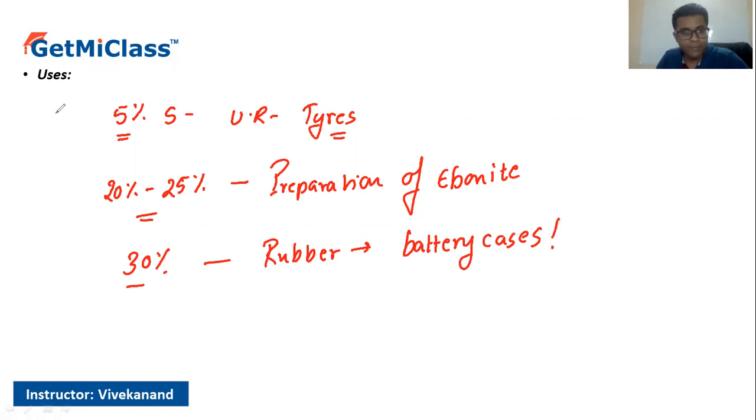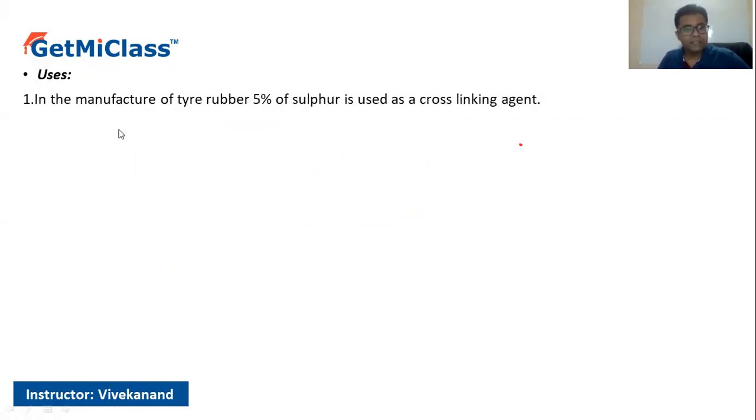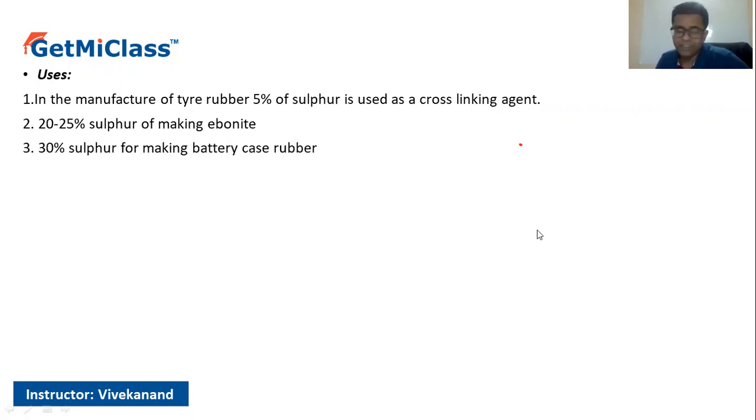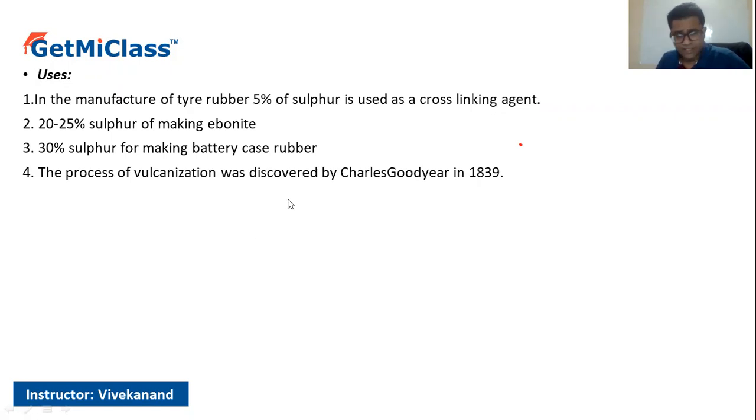Okay, so depending upon the percentage, we can see its uses, right? In the manufacture of tire rubber, 5% of sulfur is used as a cross-linking reagent. 20 to 25% of sulfur is used for making ebonite, and 30% is used for making battery rubber cases. Correct. Of course, the last point is that it was discovered by Charles Goodyear in the year 1839. Okay, so this was about the vulcanization of rubber.